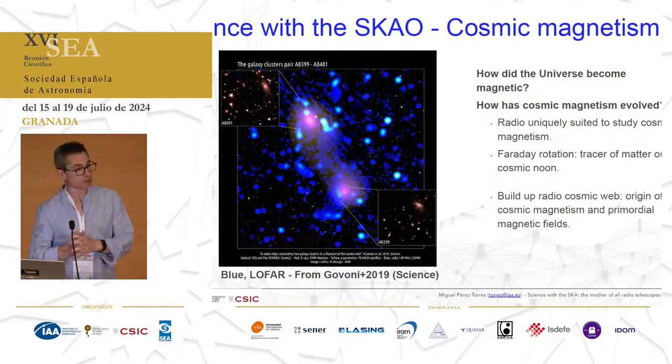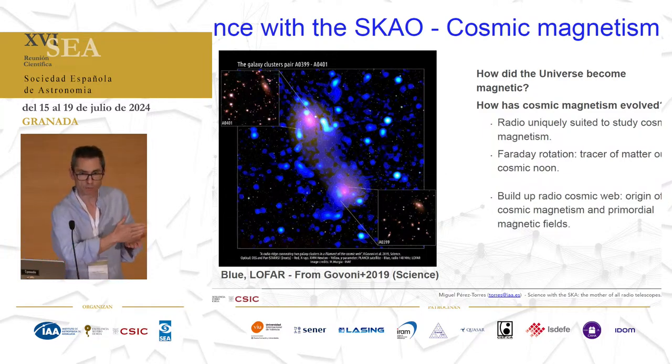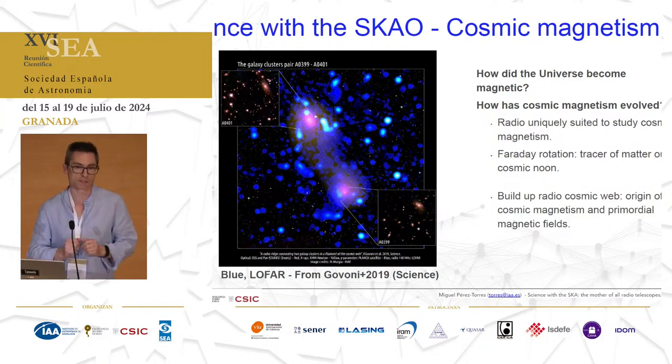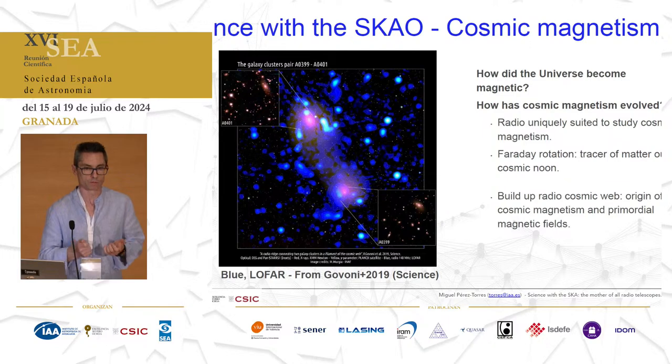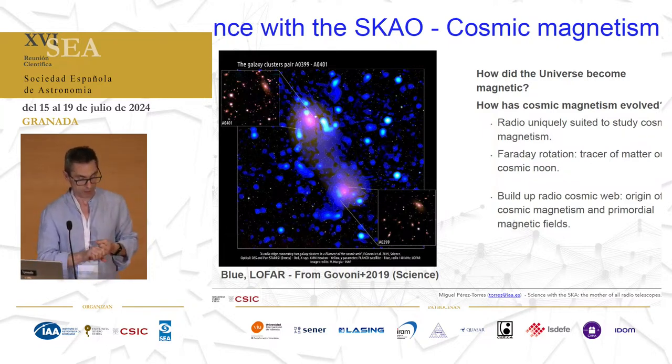Well, a very important topic is also cosmic magnetism, to actually trace when the universe became magnetic and how it has evolved through time. This is the main goal of this science working group. What will be the tools? Basically, they will use Faraday rotation, the fact that synchrotron emission is polarized, like here in those clusters that you can see, clusters of galaxies, and also Zeeman splitting.